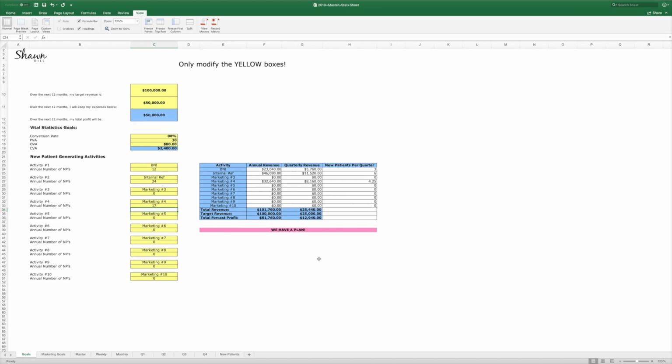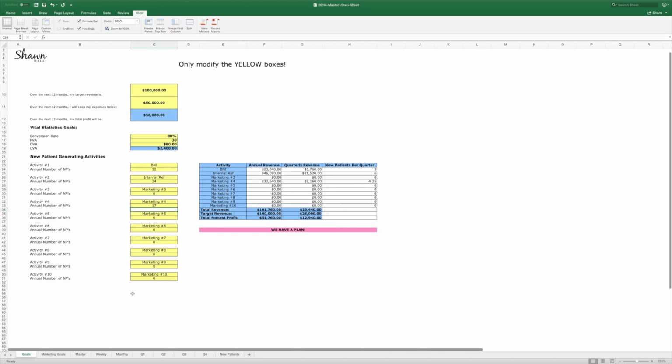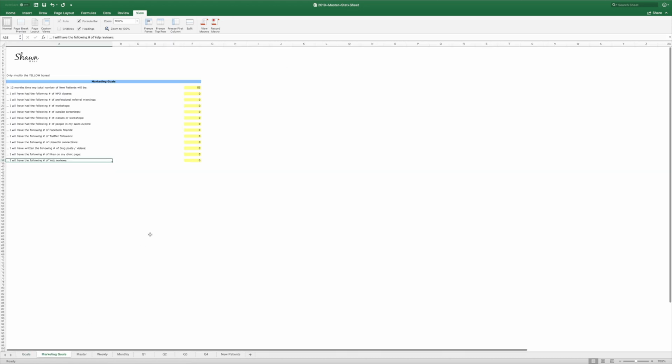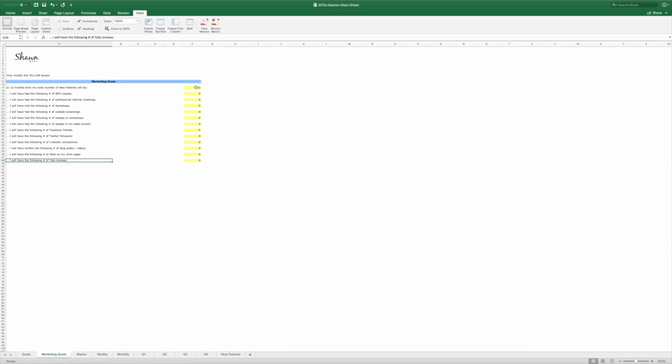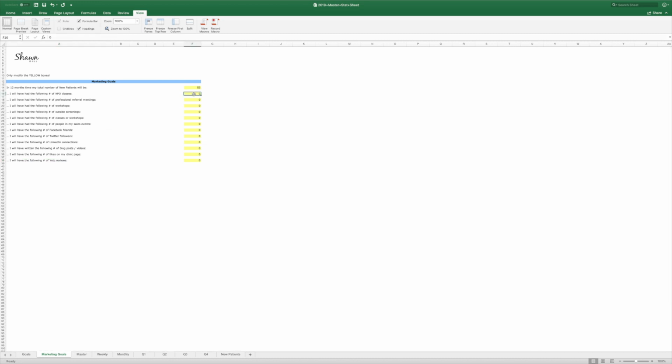The Marketing tab is, as you can see, pulled from the Goals tab. So we need 53 new patients in order to achieve our target revenue goal of $100,000, and it auto-populates that number for you here. Now we need to say, what did we put in our marketing plan? In order to achieve 53 new patients, I am committing over the course of the year to how many new patient orientation classes? Maybe you do 2 a month, 24.